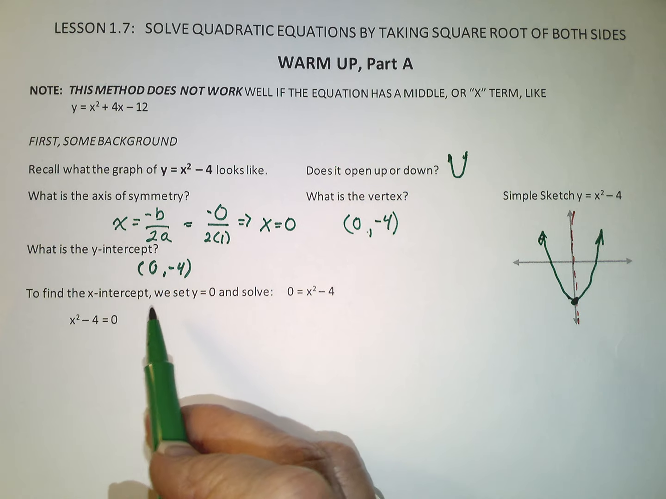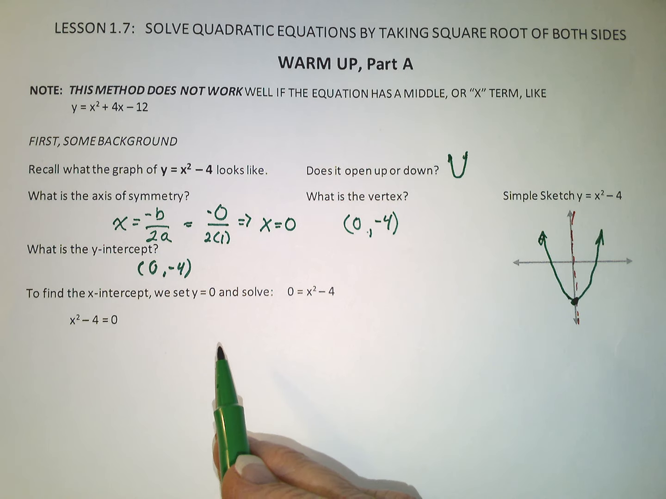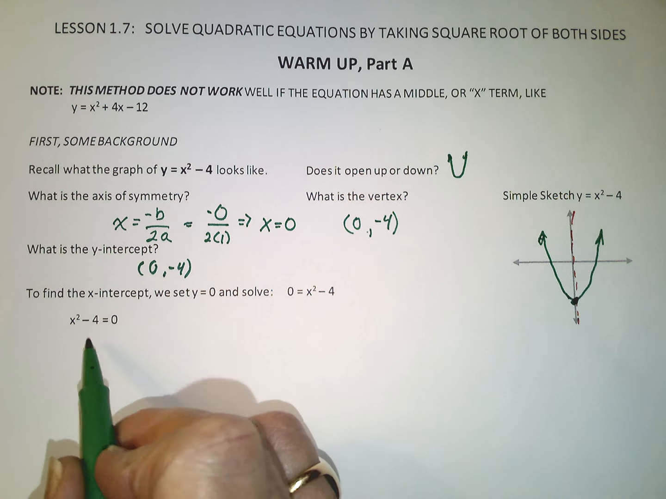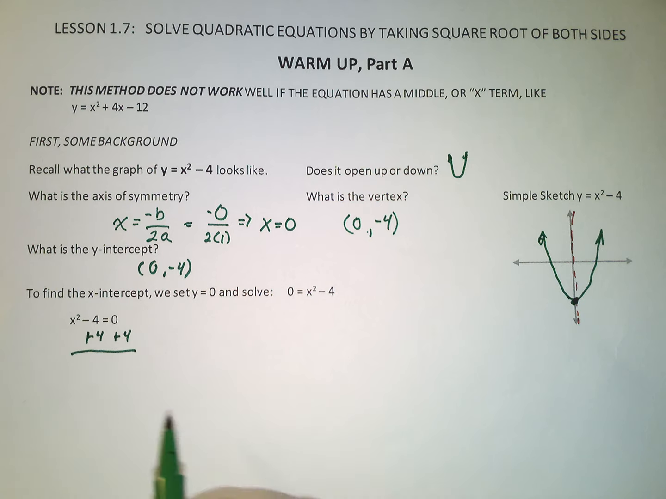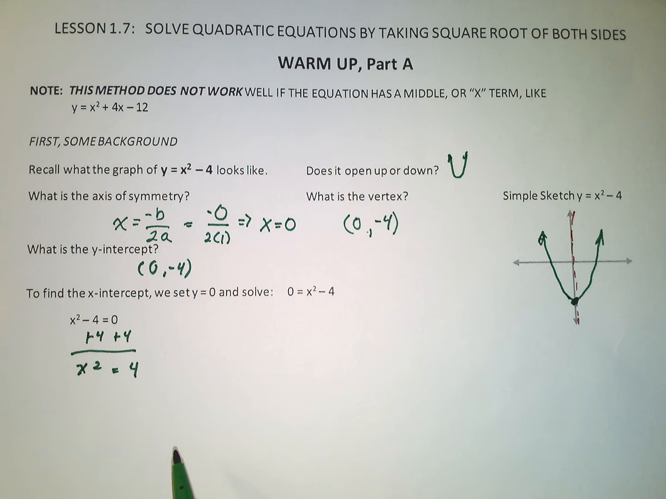Although we didn't find the x-intercepts. So that's when we set y equal to 0 and solve for x. I turned it around because I'm just used to doing it that way. And we could add 4 to both sides. X squared equals 4. And then take the square root of both sides.